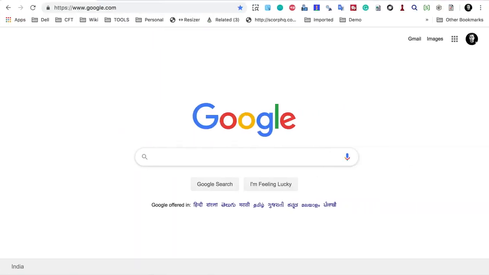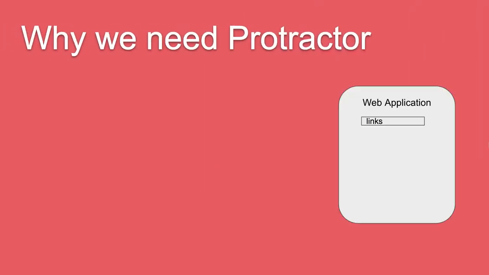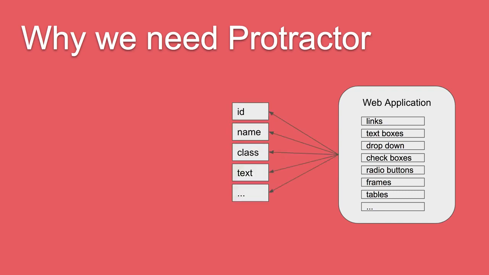Now when we do automation of any web application, for example, if I go to Google, you can see this is the Google homepage and we have multiple elements here. We have some links here, we have a text box, and then we have some other links here. So these are different objects or elements on a web application. Any web application can have multiple elements like links, text boxes, drop downs, check boxes, radio buttons, frames, tables, and so on. And all these elements or objects have some properties. So they can have properties like ID, name, class, text, and so on.